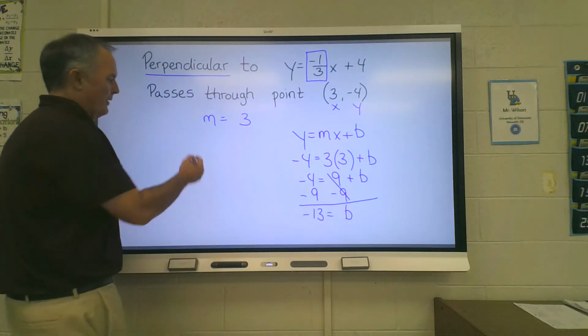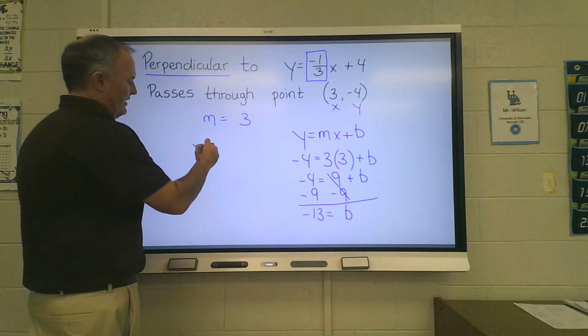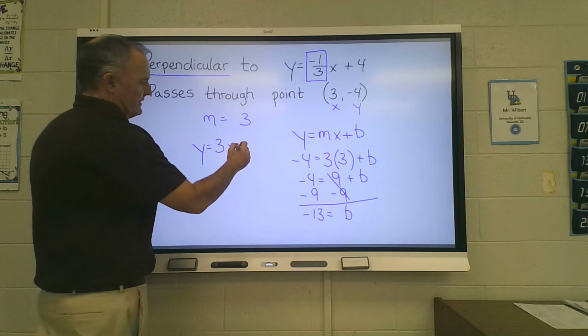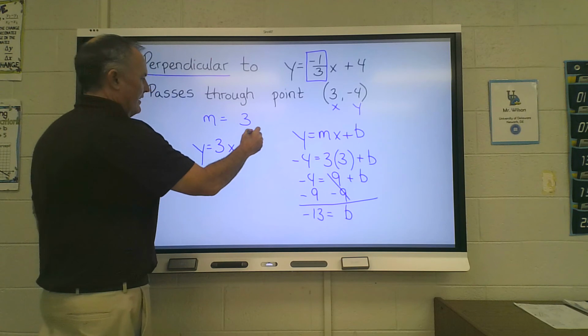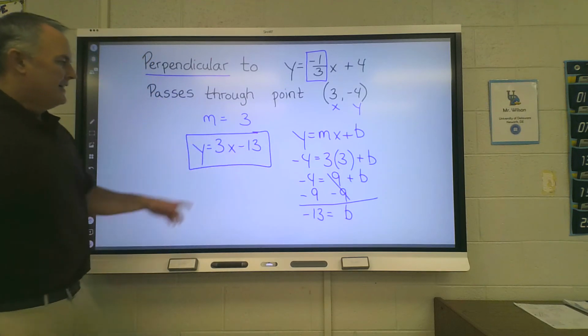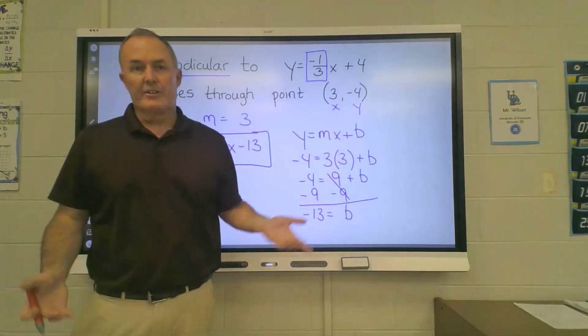I already know my slope. So let's rewrite the equation. y equals a slope of 3, followed by an x, minus 13. There you go. This equation is perpendicular to that equation.